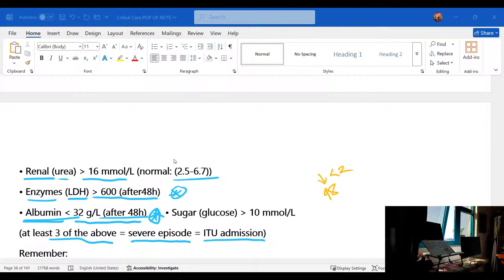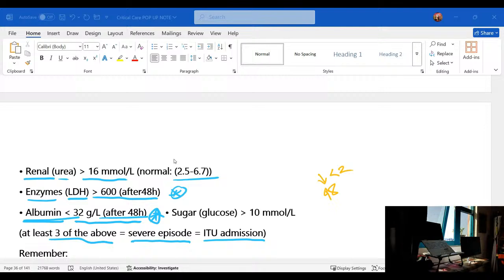Albumin less than 32 gram per deciliter after 48 hours. And S for sugar: glucose level more than 10 millimole per liter. At least three of the above indicates severe episode.